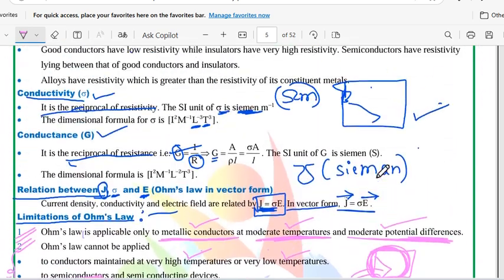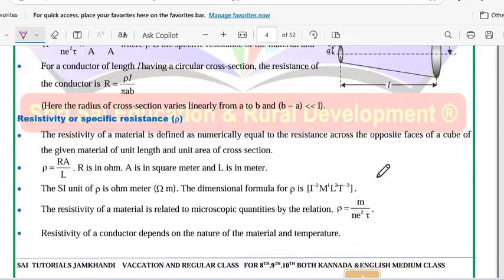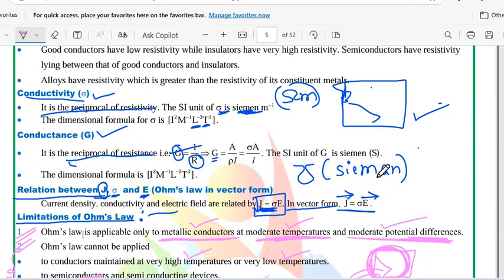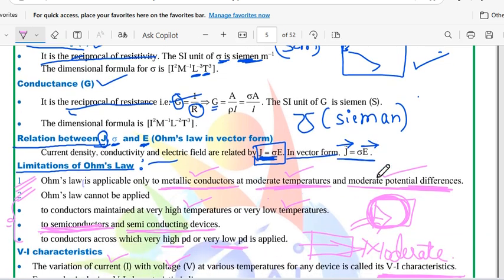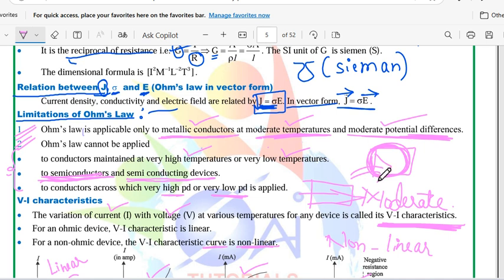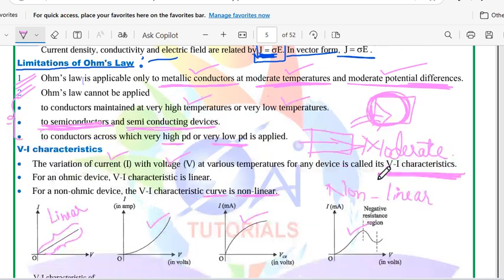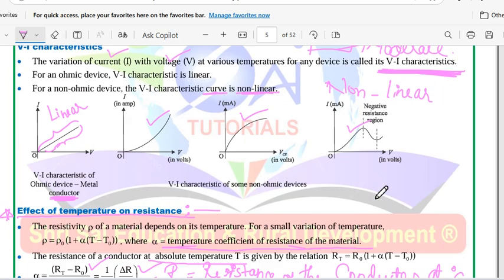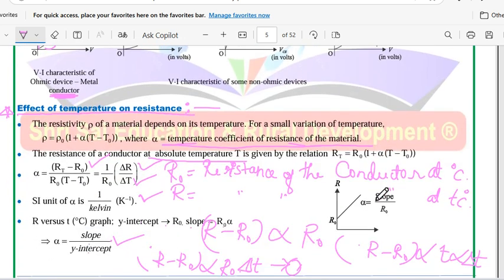So, dear students, in today's session we have learnt what conductors are, what conductance and conductivity are, the relation between current density, conductivity and electric field, and Ohm's law in vector form. We also learnt the limitations of Ohm's law, and the VI characteristics, how they vary in the case of ohmic and non-ohmic devices, and the effect of temperature on resistance.